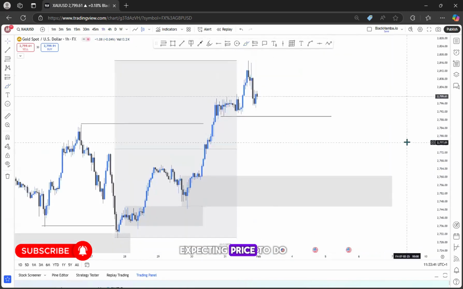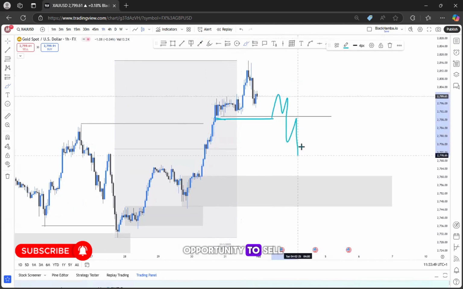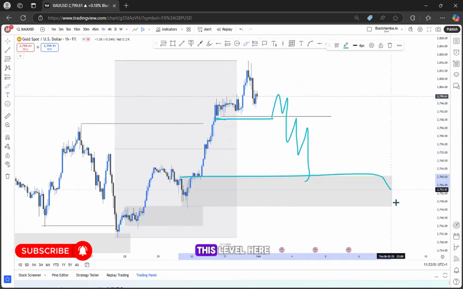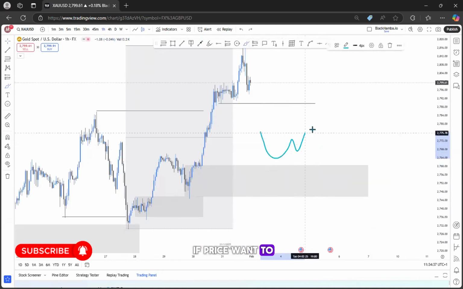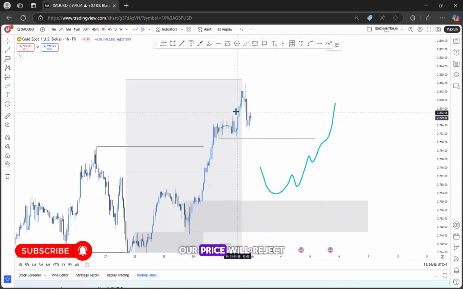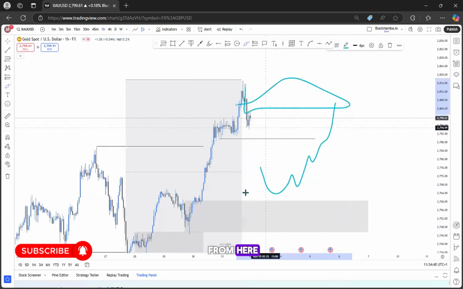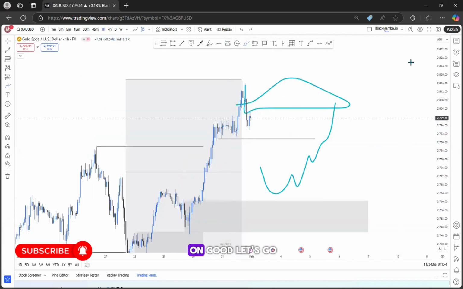First thing I'll be expecting price to do on Monday is for price to take out this low. Then when price takes out this low, I'll be looking for an opportunity to sell for price to at least come back to this level here. When price gets to this level, then I'll know if price wants to continue buying to take out this high, or price will reject from here to take out this low here. So that is it on gold.